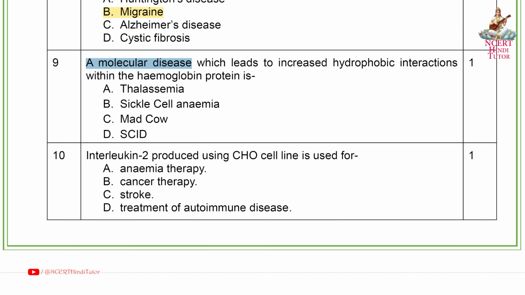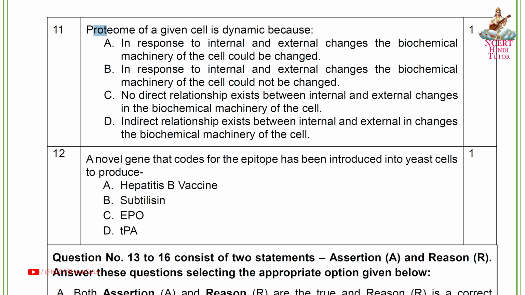Question 9. A molecular disease which leads to increased hydrophobic interactions within the hemoglobin protein is answer B. Sickle cell anemia. Question 10. Interleukin 2 produced using CHO cell line is used for answer B. Cancer therapy. Question 11. Proteome of a given cell is dynamic because answer A.